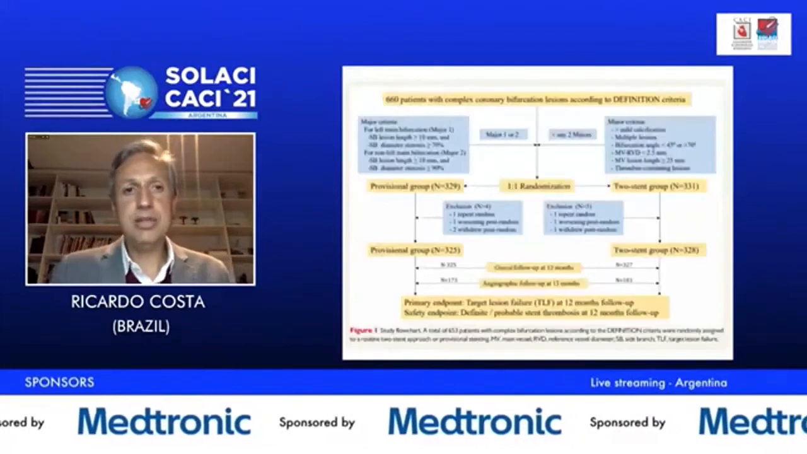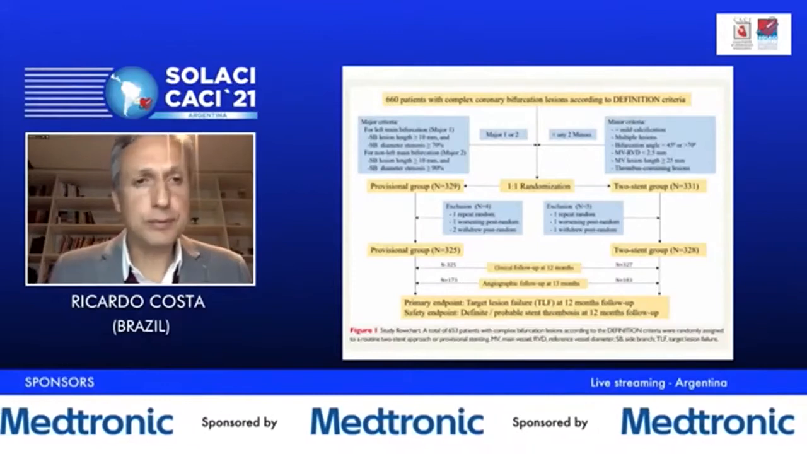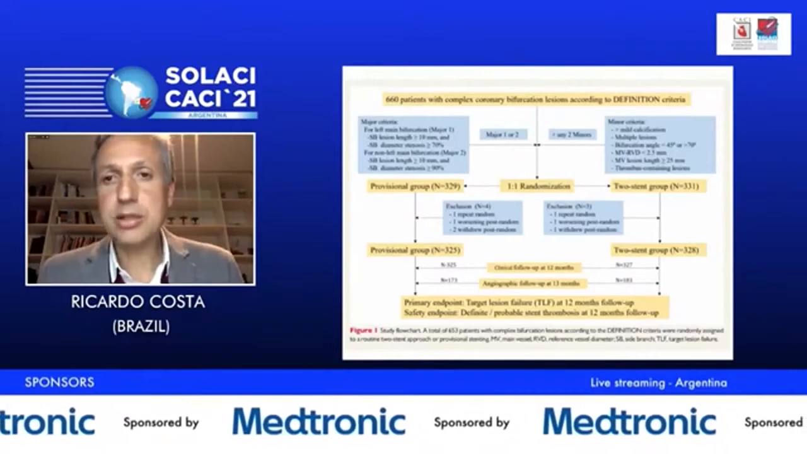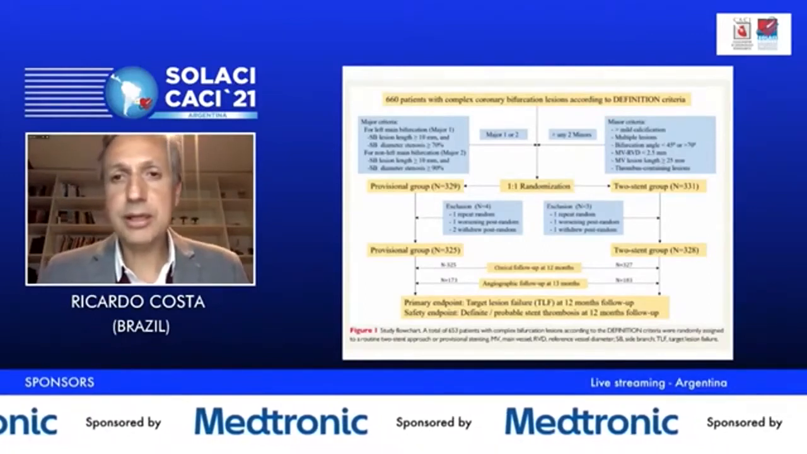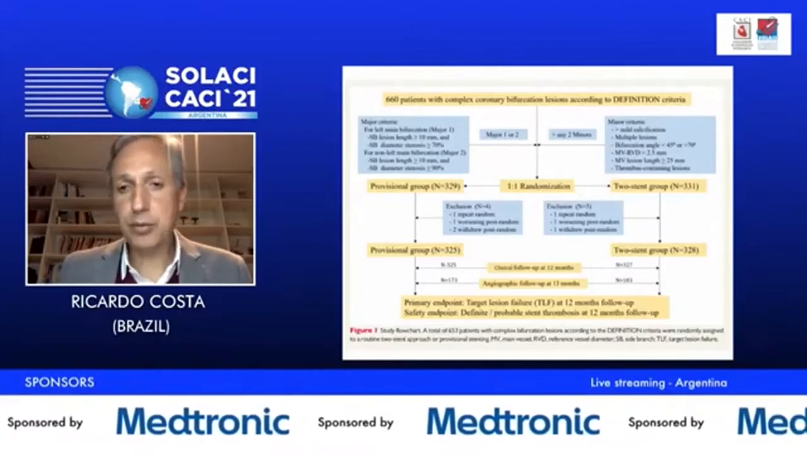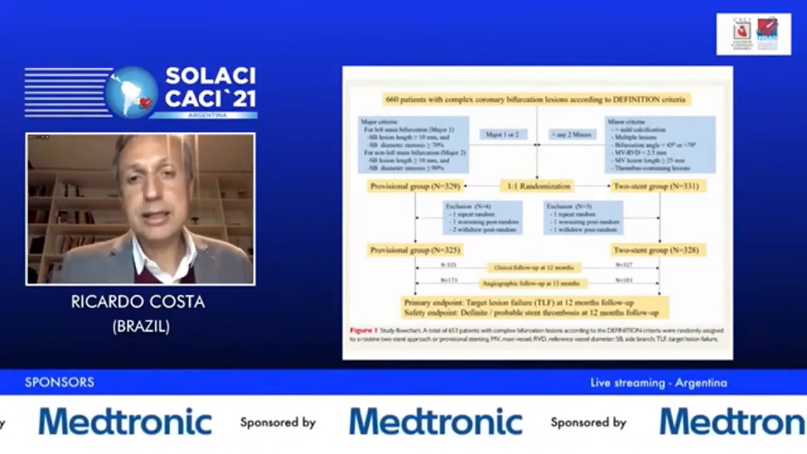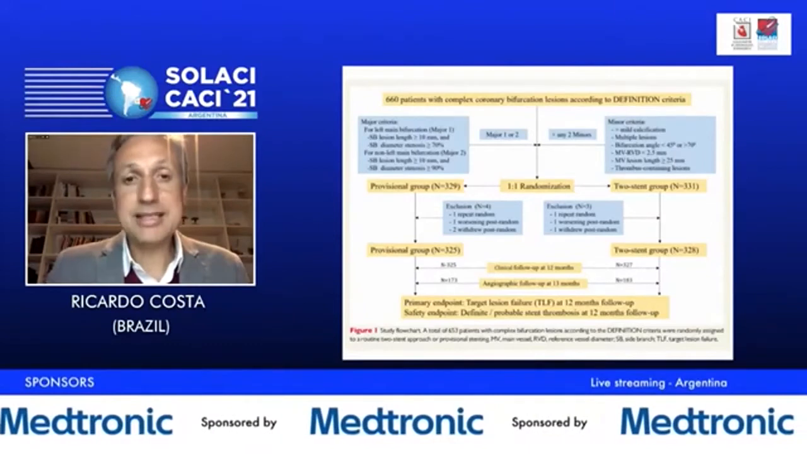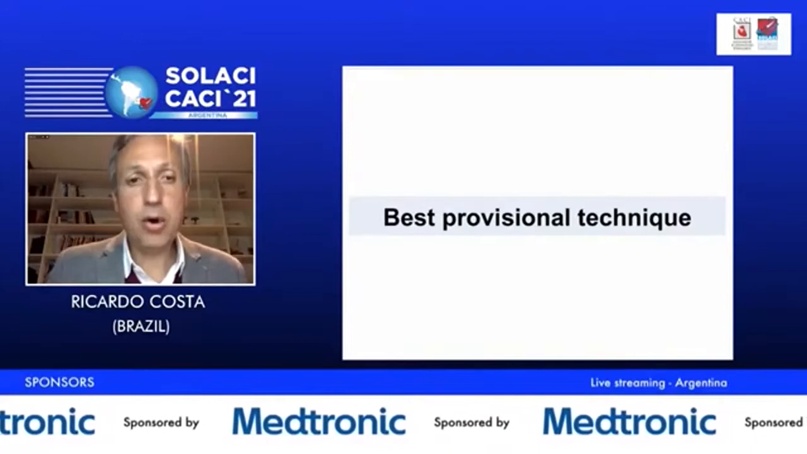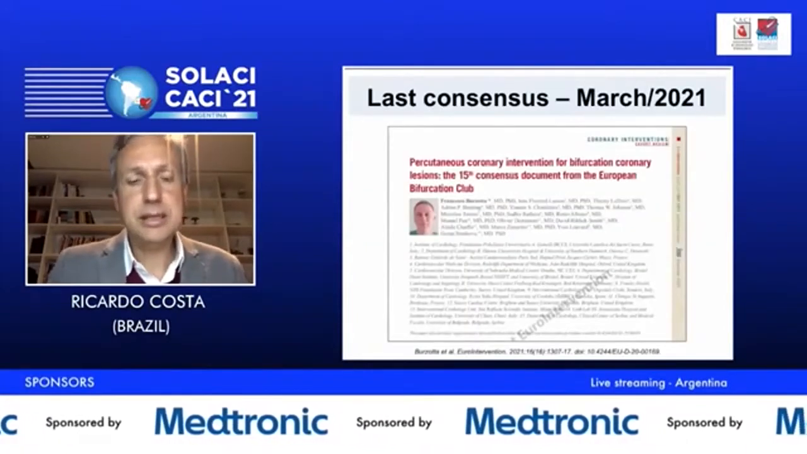The definition criteria for bifurcation in the left main, as was already discussed here, are pretty extreme: more than 70, lower than 45, significant calcification, and the type of situations in which the provisional strategy could be not that favorable. So what is the best provisional technique that we have to consider?